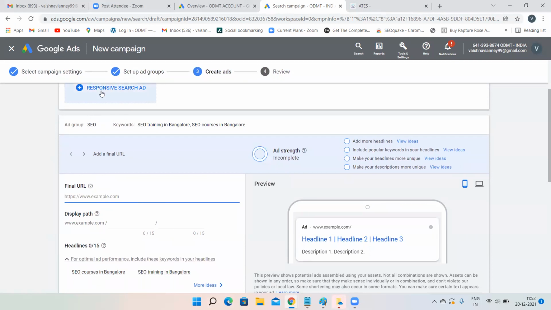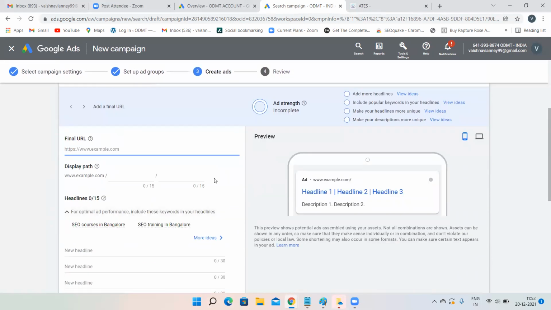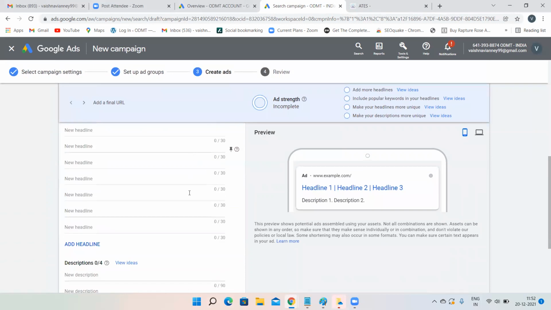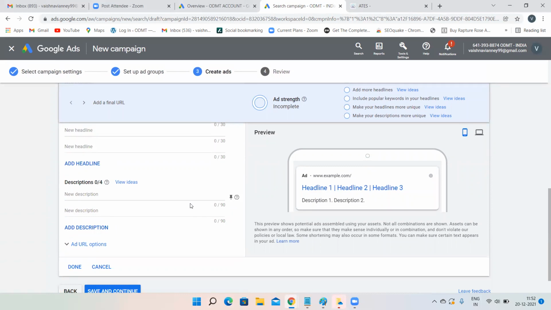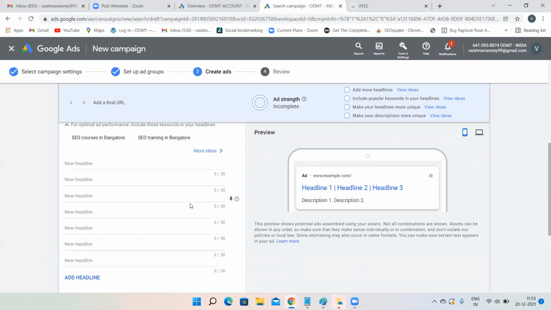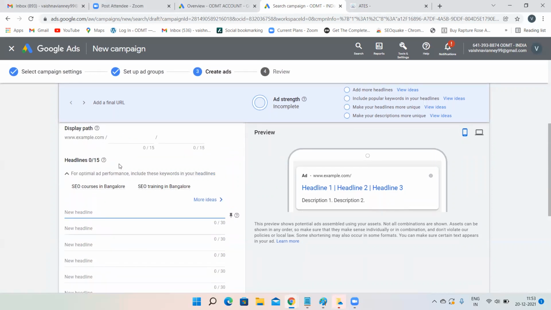Responsive search ad is nothing but whatever ad you create. That means you are giving n number of headlines and n number of descriptions over here, and Google will decide whichever combination it should take. That is only known as responsive search ad, nothing new in it.